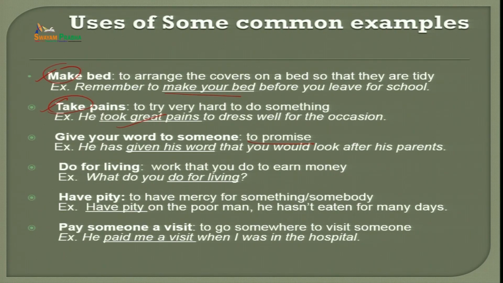Do for living. What do you do for living? You cannot say what do you run, what do you sleep, or what do you work? No, all these things are wrong, incorrect actually. Okay, have pity. We generally say have pity on beggars, have pity on needy people. So, in that case you cannot say make pity. No, you cannot say like that. You cannot use the word make in that condition, or any other term instead of have, like had pity.